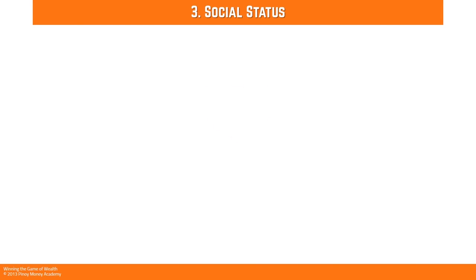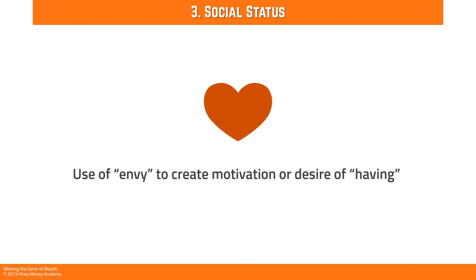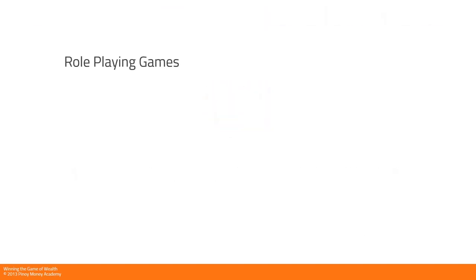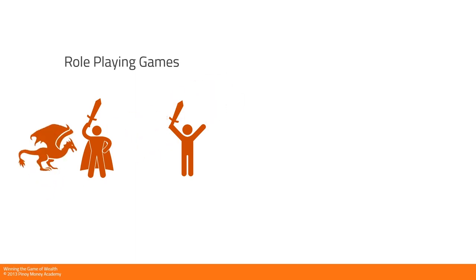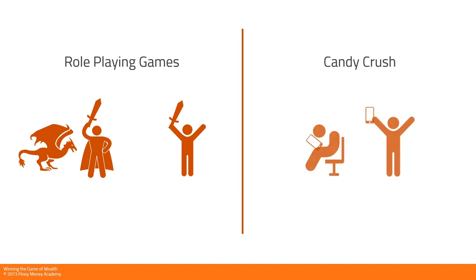Social status is the use of envy to create motivation or desire of having. This is very obvious in role-playing games. A high-level character looks like this, but a level 1 character looks like this. Because of this distinction in armor or having a pet dragon, people are willing to pay real money for something that would look great. In Candy Crush, envy is created when you see your friends who have gone way past your level. So, the use of social status as a motivator to buy is widespread.